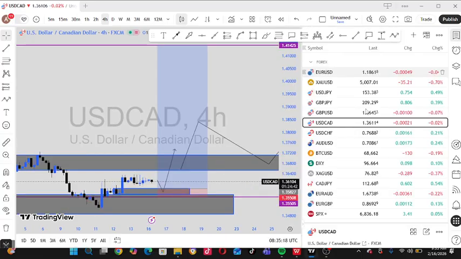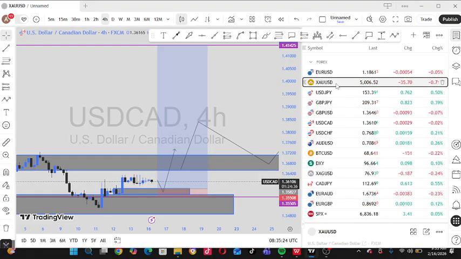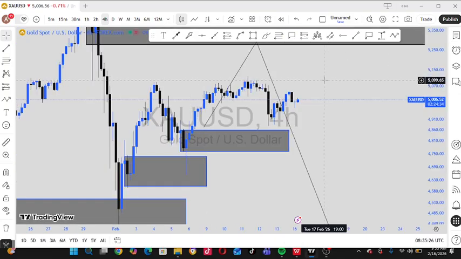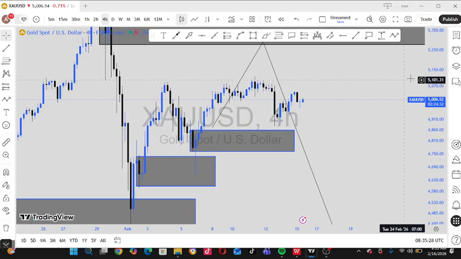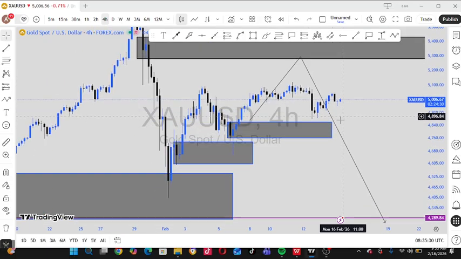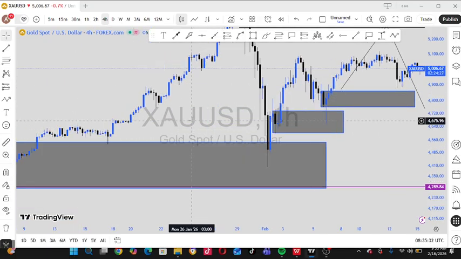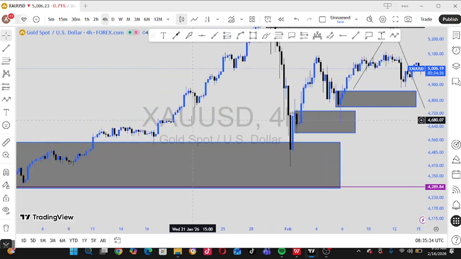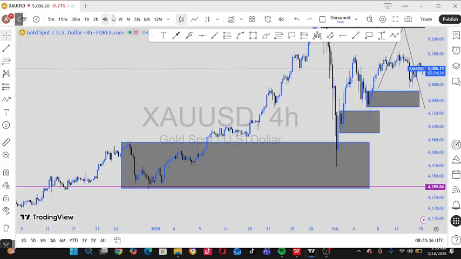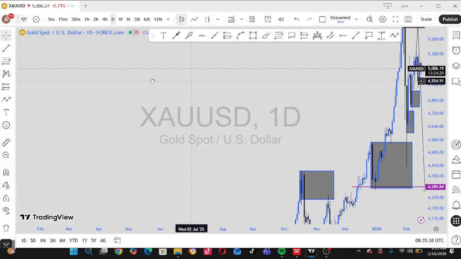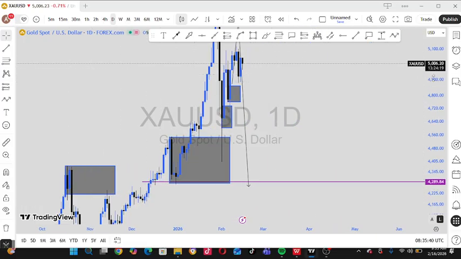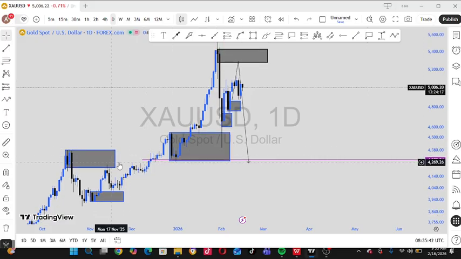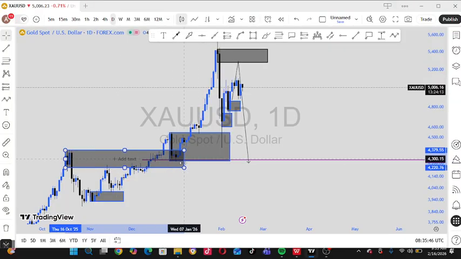Then the last pair that I want to check, I cannot check all the pairs because of the long videos and the likes. So now on this XAUSD, we have this supply zone. Let's check from the daily time frame to see where the market is actually reacting from. Okay, now the market reacts from this breaker block first.